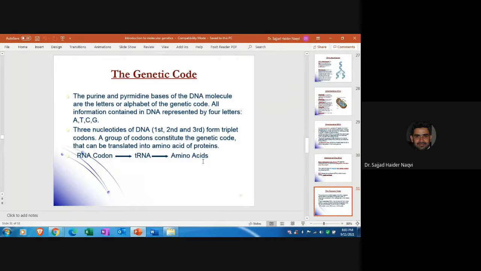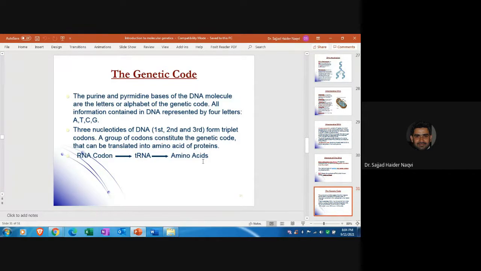Now, let's talk about what is genetic code. A genetic code is a specific set of purine and pyrimidine bases located on the DNA molecule, and they are symbolized by letters or alphabets to easily identify them. All the information, all the genes contained on the DNA are actually represented by four letters, which are A, T, C, G: adenine, thymine, cytosine, and guanine.